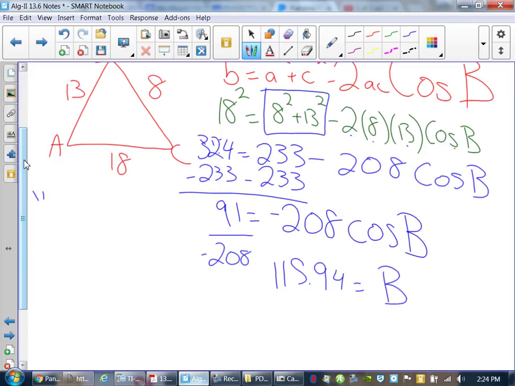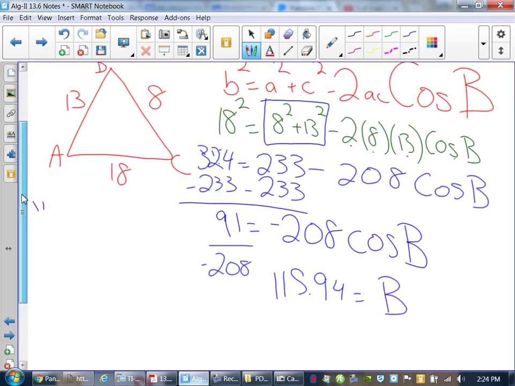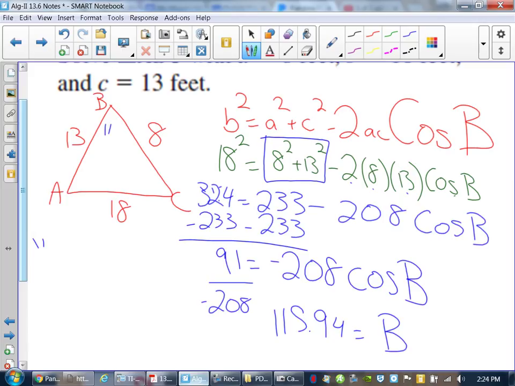So then you have angle B is 115.94. I just did law of sines. Now what do you do? Correct. More specifically, law of sines. Which angle are you going to find next? Oh, C. Use this as your pivot. Find angle C. Use law of sines.